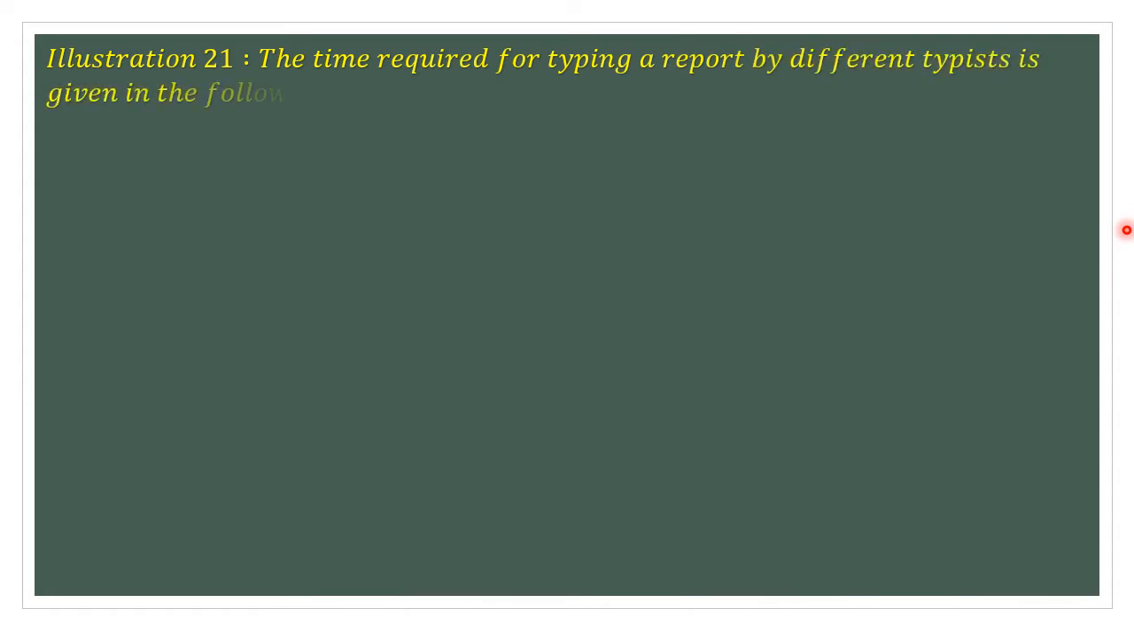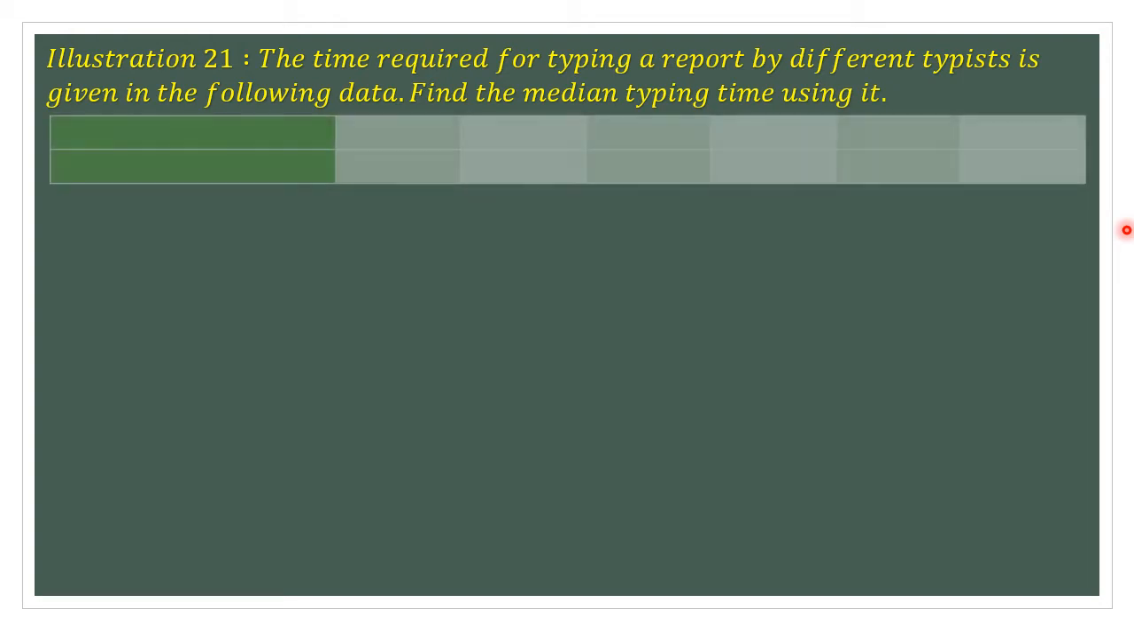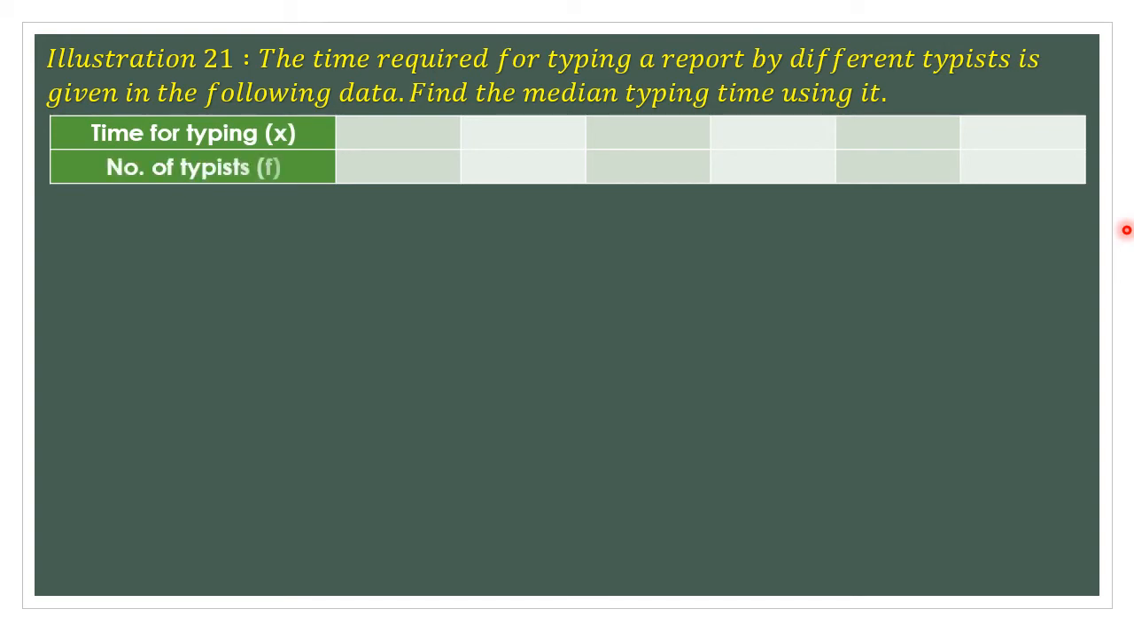Illustration number 21, the time required for typing a report by different typists is given in the following data. Find the median typing time using it. Okay, using the data we have to calculate the median typing time. The data is given as time for typing, that is X, number of typists, that is frequency, 10, 11, 12, 13, 14, total.